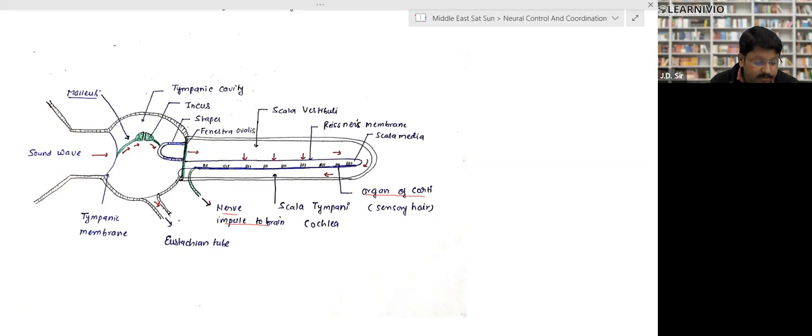Now the vibrations are transferred to the scala vestibuli of the cochlea, and then to the scala media through the resonance membrane. Full stop.